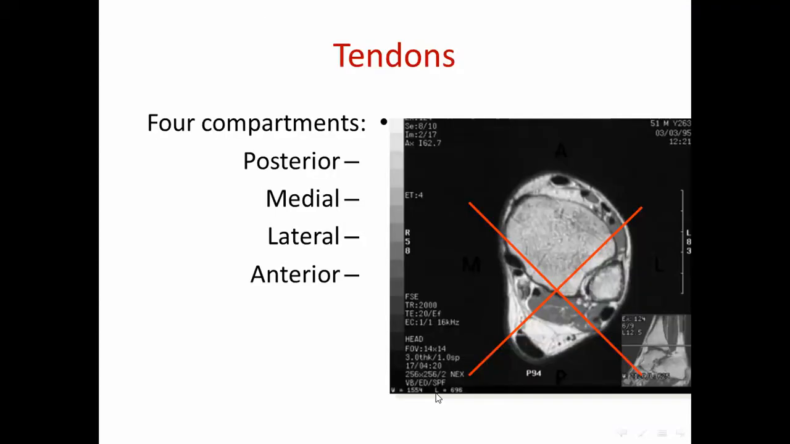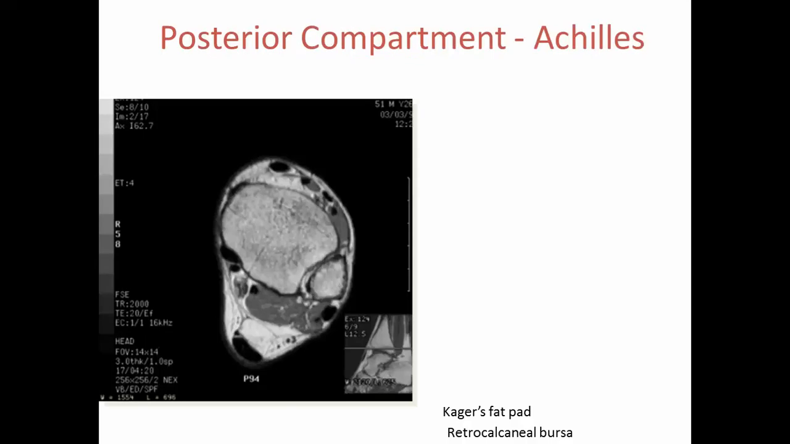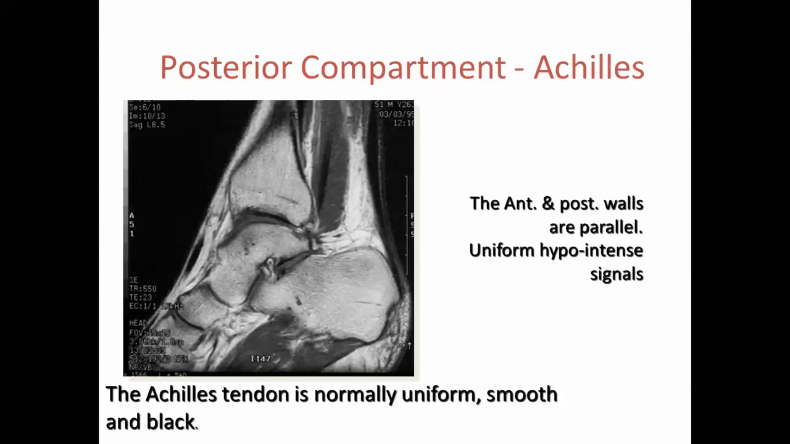What are the tendons we are searching for? You have posterior group, medial group, lateral group, anterior group. These are the four components or the four compartments for the tendons. Posterior compartment is the Achilles tendon. This is the Achilles tendon.